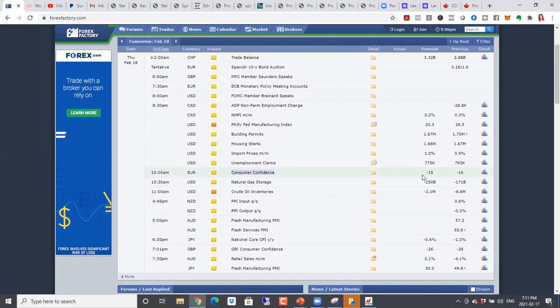Right now they're not looking that great, and that is to be expected with the COVID situation that we are seeing. But if the numbers decline here, that will be negative for the Euro. Other than that, we do have consumer confidence numbers from the UK. Crude oil inventories, we are supposed to see a decline here, and if there is a decline, that will be a positive thing. So we'll keep an eye on that.